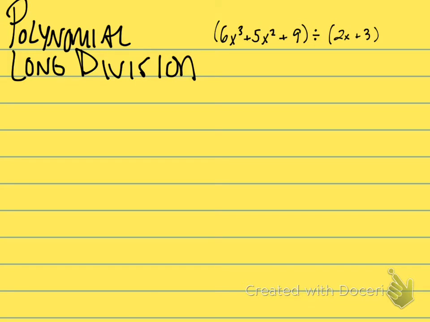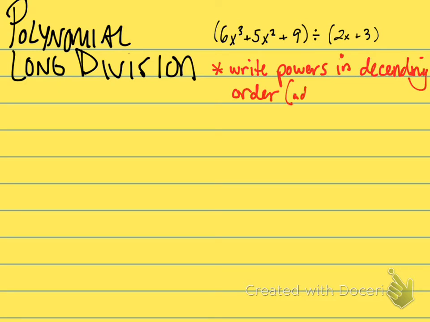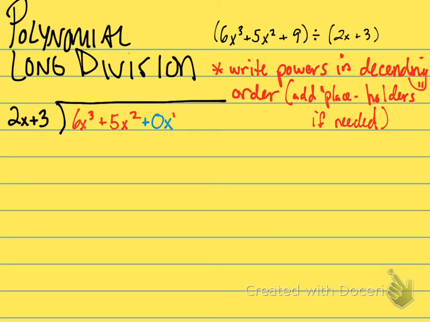So, polynomial long division. First thing we're going to do is write the powers of what we're dividing in order, and add placeholders if needed. What I mean is I write those in descending order. There's no x to the 1 power, so I'm going to add that in. So it goes x cubed, x squared, x, number. Set it up like a long division.